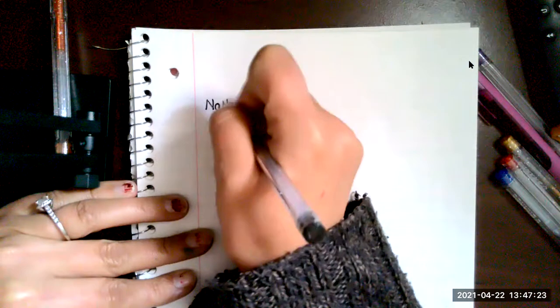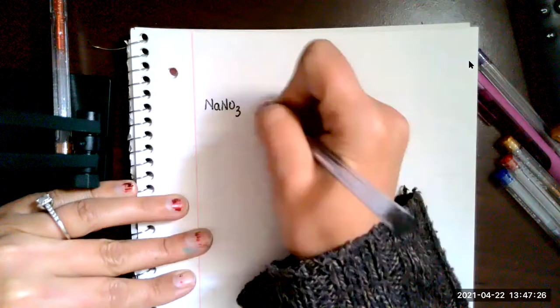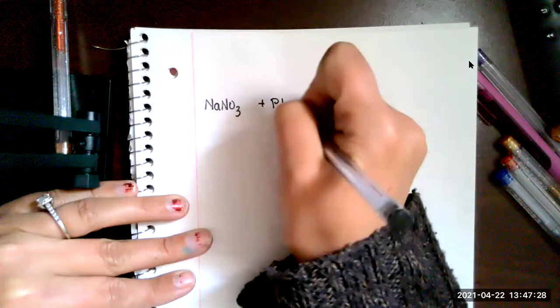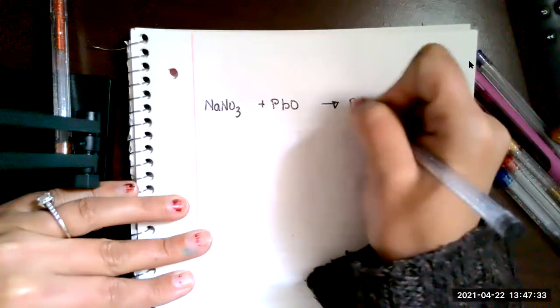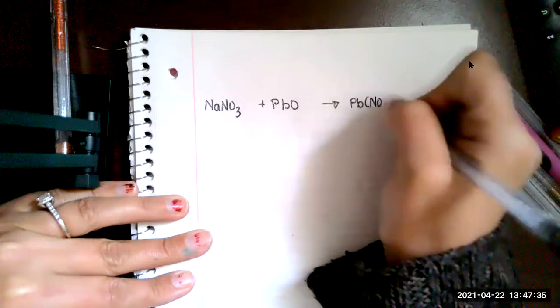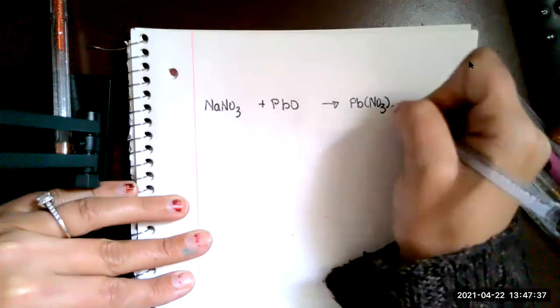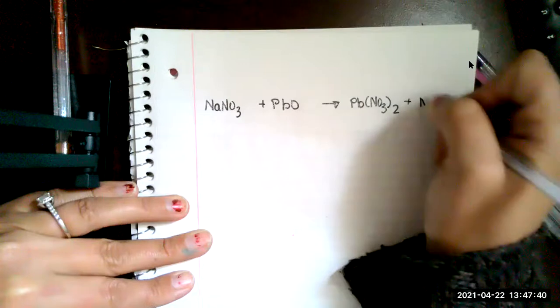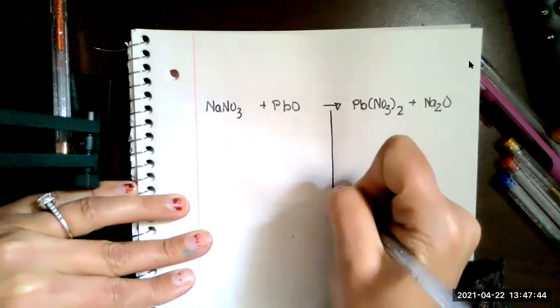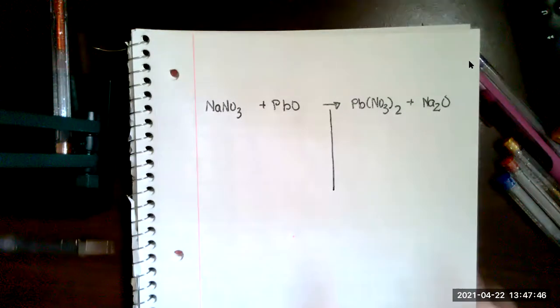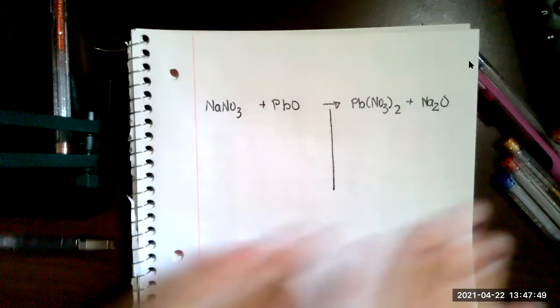Okay, let's do another example. We're going to do NaNO3 plus PbO forms Pb(NO3)2 plus Na2O. And we're going to just draw a line right down the middle. Just keep it organized so you make sure that you're visualizing your reactants and your products.